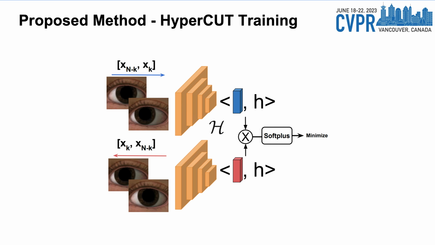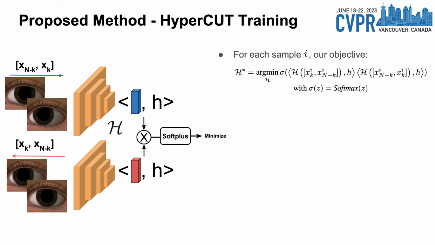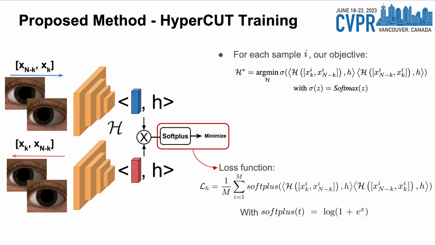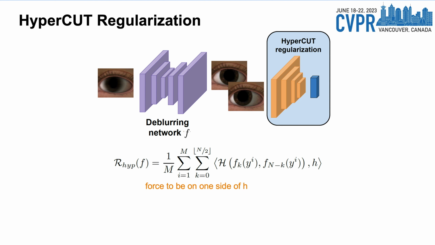So, for each sample, this is the objective of our HyperCUT mapping function. To optimize it, we will minimize the dot product of two mapping functions of symmetric index frames that we want to force onto different sides of the hyperplane, and apply the soft loss function to limit the lower bound of this loss. To apply our proposed method to the deblurring network, we utilize the frozen HyperCUT model as a regularization in the training process.